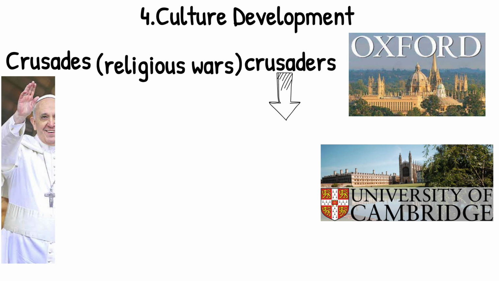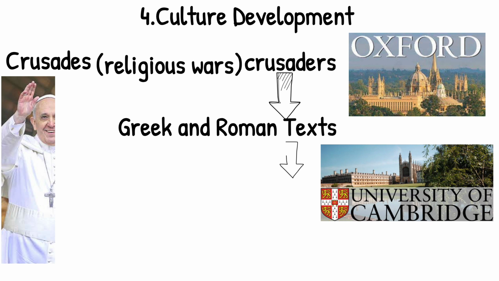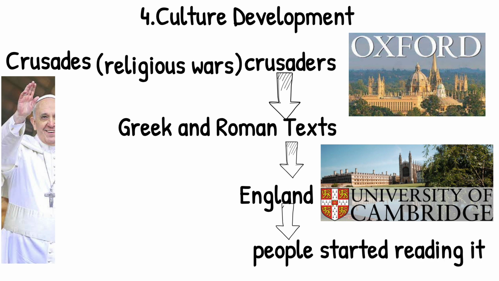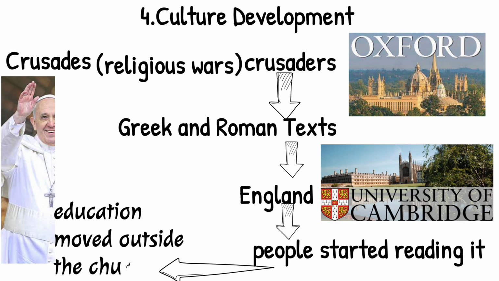Now when these people went there, they started reading their texts. So a lot of Greek and Roman texts were taken by these European people, and these texts were read by people of England. The Crusaders returned with those texts and people started reading them. Earlier, only the clergymen were the people who were educating other people. Now that people had access to other texts, they started learning by themselves. So education moved outside the church and that is how schools and universities started building up.